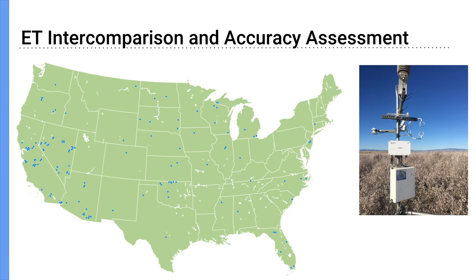OpenET is currently conducting the largest intercomparison and accuracy assessment to date for satellite-driven ET models using data from flux tower sites, publicly available groundwater pumping records, and watershed-scale water balances previously compiled by USGS. The team is comparing satellite-based ET data to ET data from over 150 flux towers across the U.S., covering a wide range of crops and land cover types.